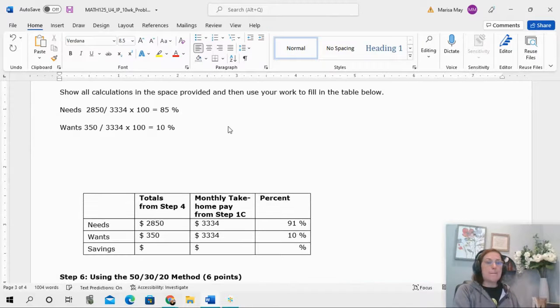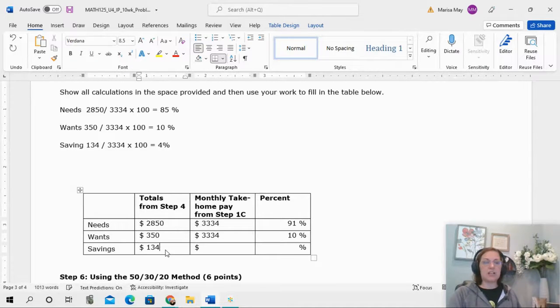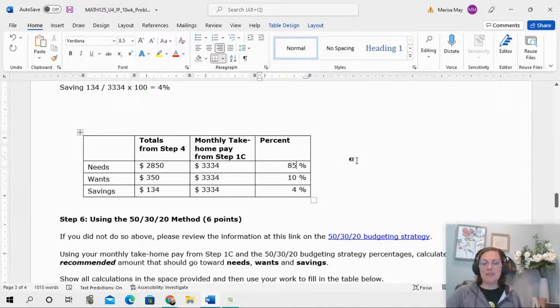If you'll remember, my savings were $134. And again, I'm going to do that division, 134 divided by 3,334 multiplied by 100. Which is going to give me 4%. And we are a little off only because of the rounding. And that's okay. Let's put that in our chart. Let me fix my chart right here. This should be 85.